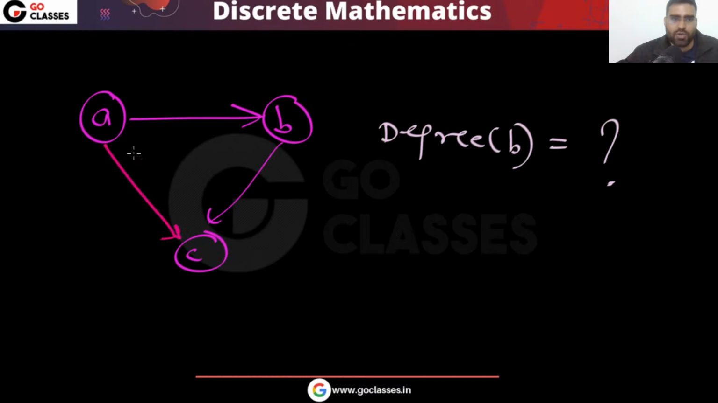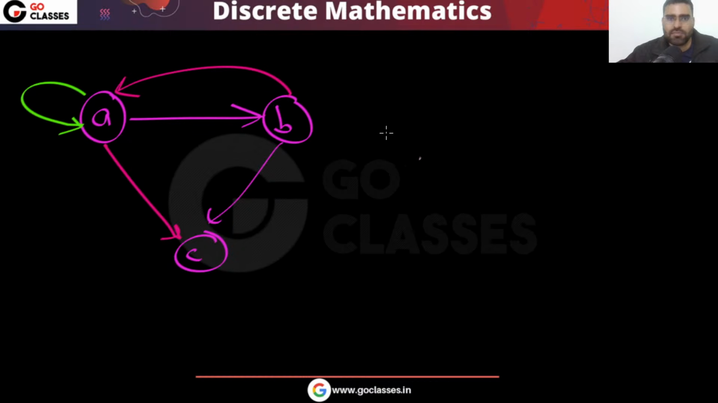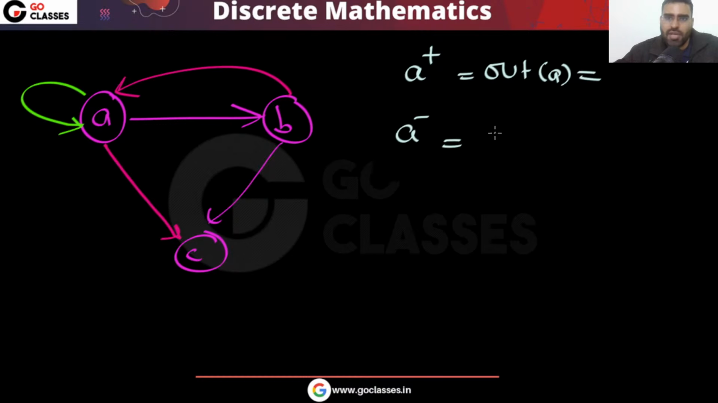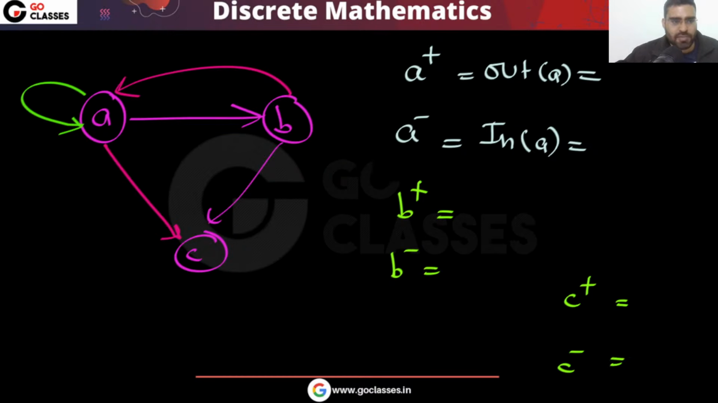So you can easily see, for example, if I give you this graph, now you tell me, let's assume you have a self loop also. So tell me what is A plus, A minus? For every vertex, tell me what is A plus and what is A minus. Remember, A plus means out degree. What is the out degree of A? A minus means in degree. What is the in degree of A? Similarly, what is B plus, B minus? Similarly, what is C plus, C minus? So you quickly tell me.